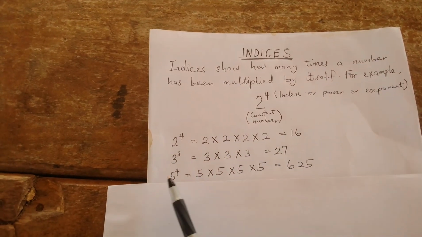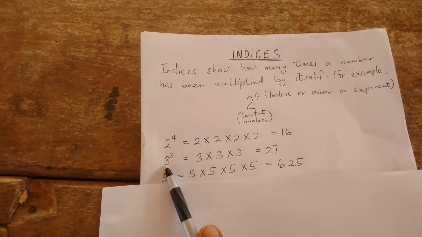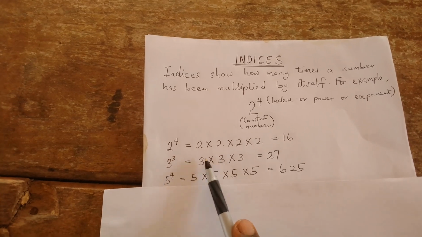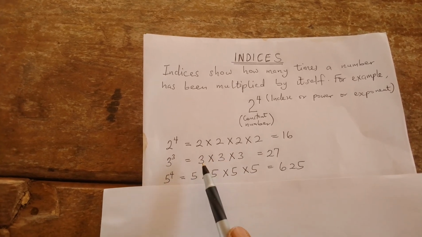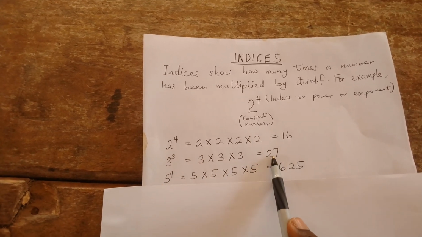16. Now if you look at 3 raised power 3, it means that this 3, which is a constant number, is multiplied in 3 places. 3 times 3 times 3. 3 times 3 is 9. 9 times 3 will give us 27.